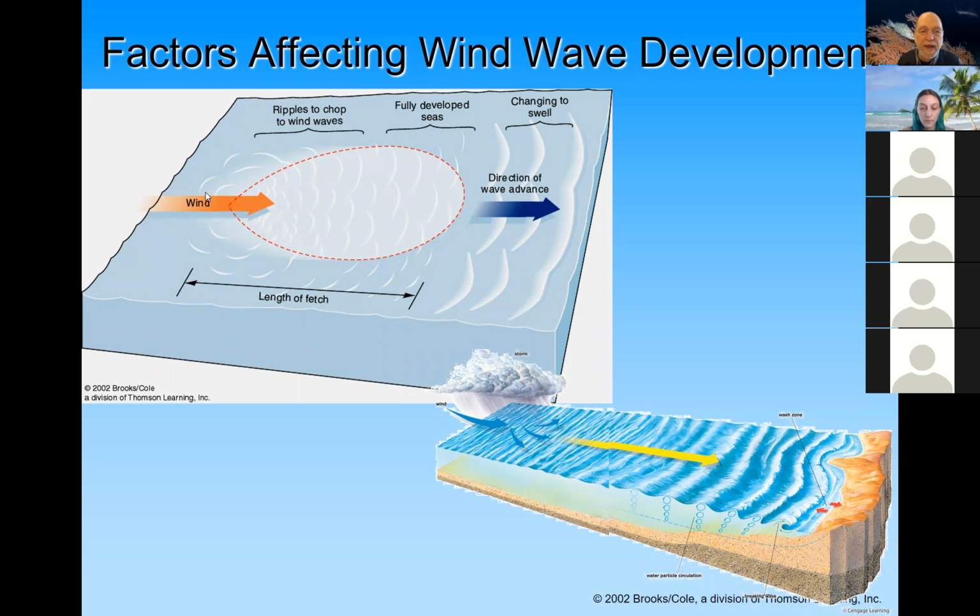The other factor in all this is how far across the ocean the wind is blowing. That distance is called fetch. The length of the fetch is directly proportional to the size of the wave. So the length of the fetch and the strength of the wind are the two factors which allow wind waves to develop. And we talked about free waves and forced waves.